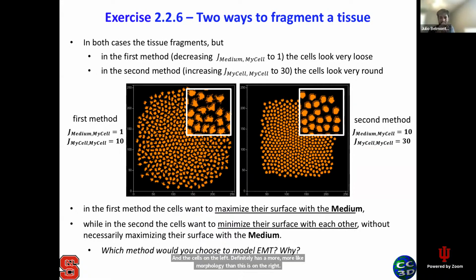Because remember, the cells that make a mesenchyme are more spread, right? They have an irregular shape. They are more star-like in their shape than round and compact. So if you want to model epithelial to mesenchymal transition, we want to make sure that our cells at the end of the process look mesenchymal, right? And the cells on the left here look like mesenchymal cells, and not this one, okay?